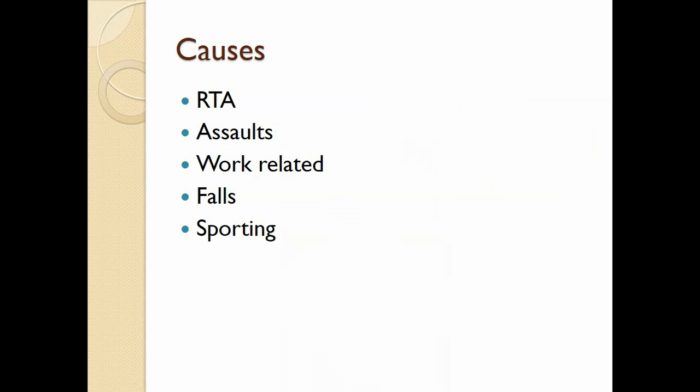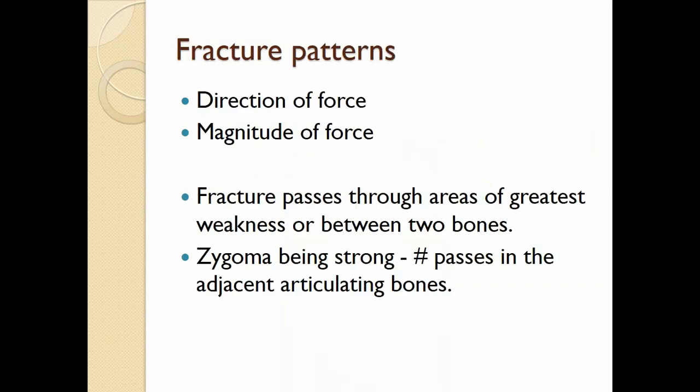So, what are the main causes of zygomatic complex fracture? One is road traffic accident, next assaults, next work-related injuries, falls from buildings, and sports injuries like boxing and hockey, everything. The fracture patterns are of two types, mainly determined by the direction of force and the magnitude of the force.